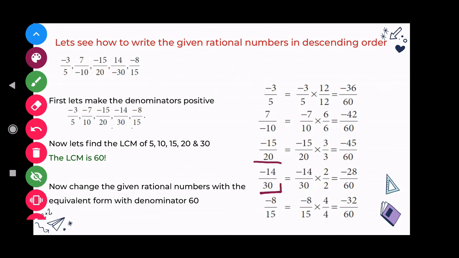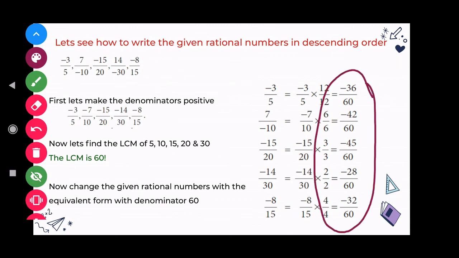We have to multiply 2 into 30 so that we get 60. Hence we have to multiply 14 by 2 on the numerator also, and we get 28. After writing all the equivalent forms of the given numbers, the equivalent form of minus 3 by 5 is minus 36 by 60. Same way, minus 7 by 10 is minus 42 by 60.